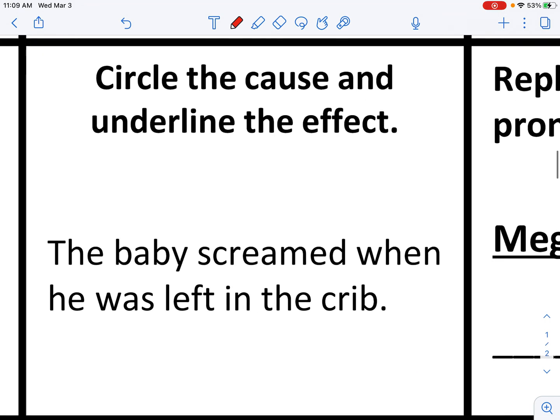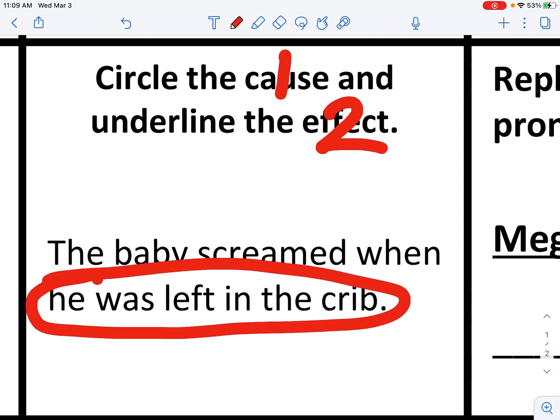Circle the cause, underline the effect. The cause is what happens first, the effect is what happens after that. The baby screamed when he was left in the crib. So what happened first? Did the baby scream first, or was he left in the crib first? He was left in the crib first, so that's my cause. My effect is going to be that the baby screamed. So after the mom or dad or whoever left the baby in the crib, that's when the baby cried or screamed.